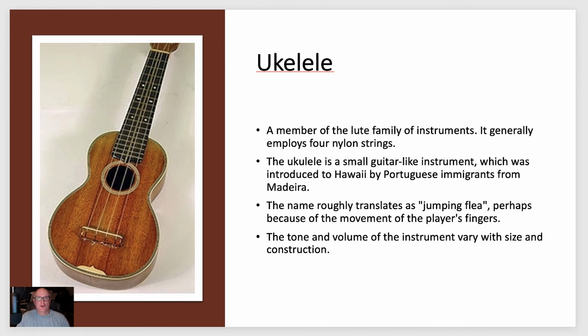It's a member of the lute family of instruments and generally employs 4 nylon strings. You can see that it looks familiar to us because it comes from Europe and then originally from Africa. And the ukulele is a small guitar, and it was introduced to Hawaii by Portuguese immigrants from Madeira, Portugal. Now, the name roughly translates as jumping fleas, perhaps because of the movement of the player's fingers.